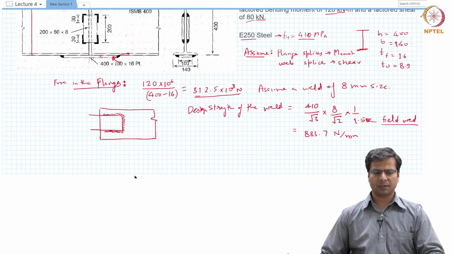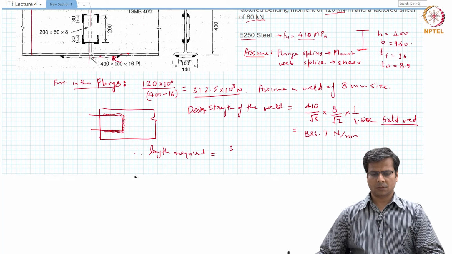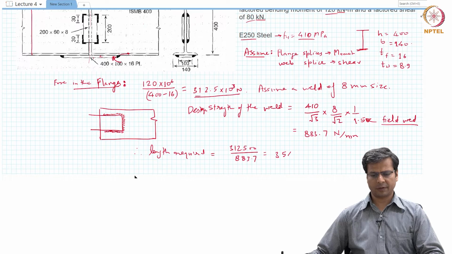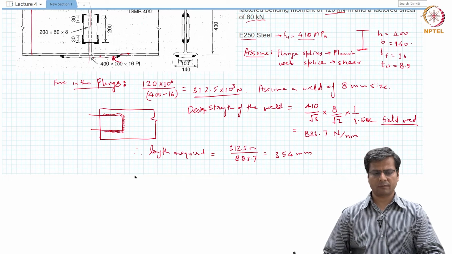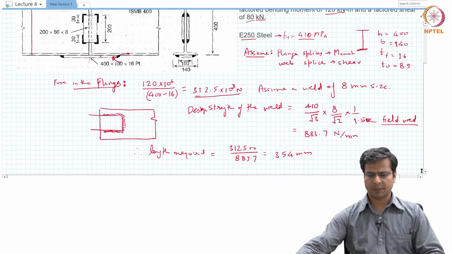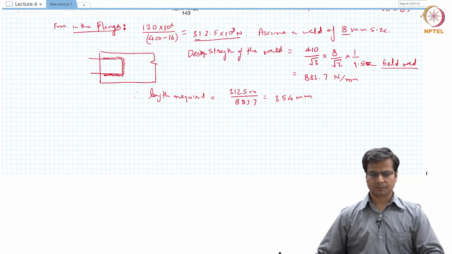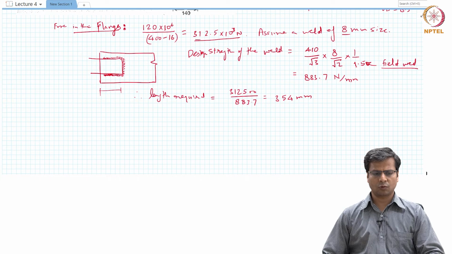So this weld per unit length has this much strength. Total strength requirement is 312.5 kilonewton. So we will say length required will be 312,500 divided by 883.7, which turns out to be 354 millimeters. So this is the total weld required on one side of this plate. Now we have not yet decided the size of the plate, but we have decided the weld size. We need 354 total length, which has to go on three sides.